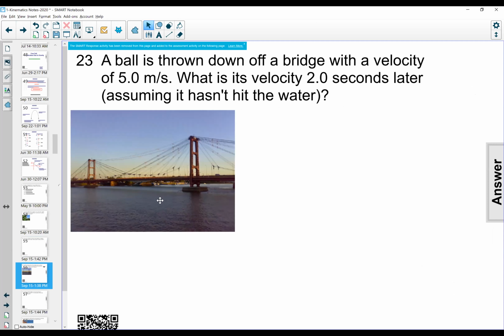All right. A ball is thrown down off a bridge with a velocity of 5 meters per second. So this time it does have an initial downward velocity. What is its velocity 2 seconds later, assuming it hasn't hit the water yet?